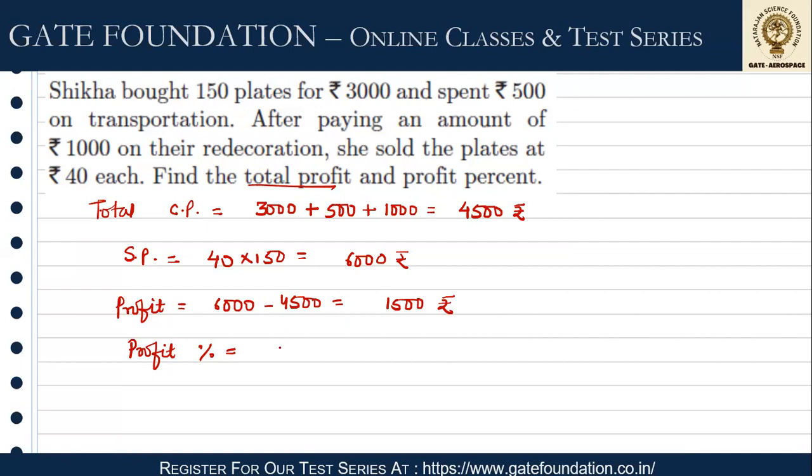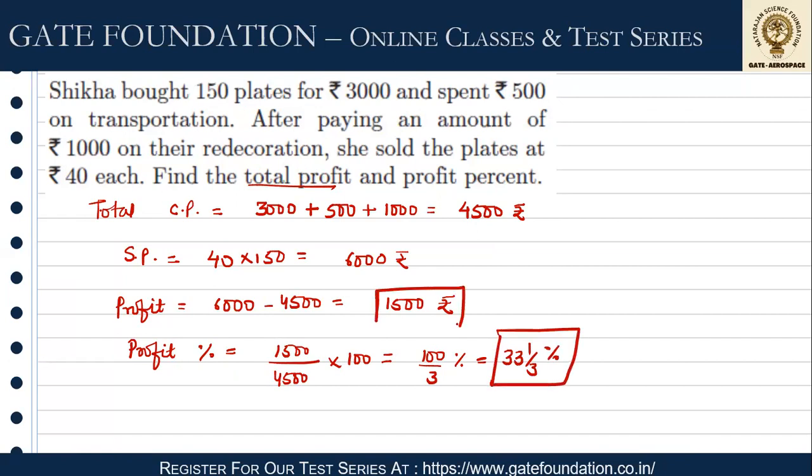Profit percentage. Profit percentage will be profit upon CP. The CP was 4,500 into 100. So 1 by 3, यानी कि 100 by 3 percentage or 33 1 by 3 percentage. Right. So this is your answer. These are the two things. Let's see the next question.